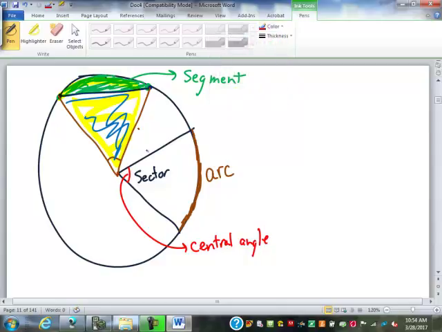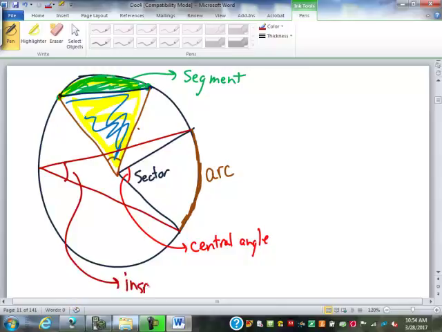From this arc over here, I can come back here like this. I'll try that again. This is what is called an inscribed angle. So a central angle, its vertex is at the center of the circle. An inscribed angle, its vertex is on the circle. There is a relationship between these central angles and these inscribed angles.